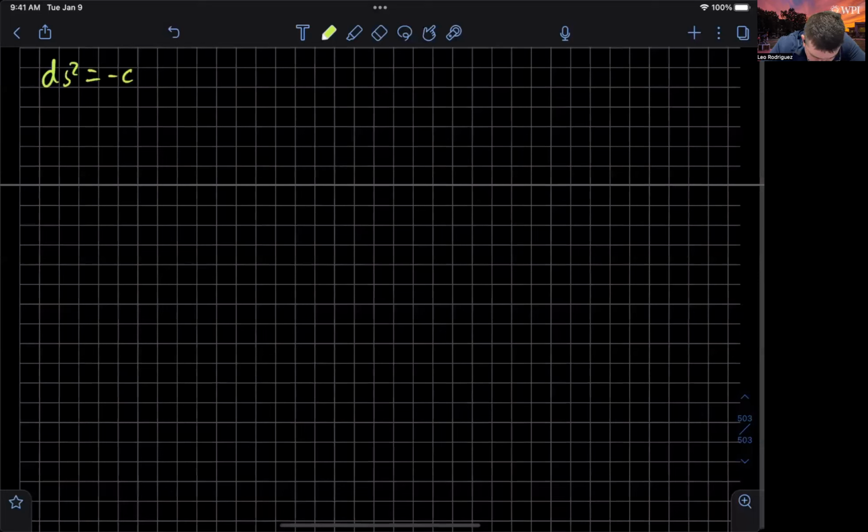For now, I'm going to keep track of my factors of the speed of light, and I'm just going to call this dx squared, where dx in my notation is just some vector here, dx vector squared. I also want to introduce an affine parameter, which in special relativity and most of the time in general relativity, we just use proper time. So tau is going to be my proper time.